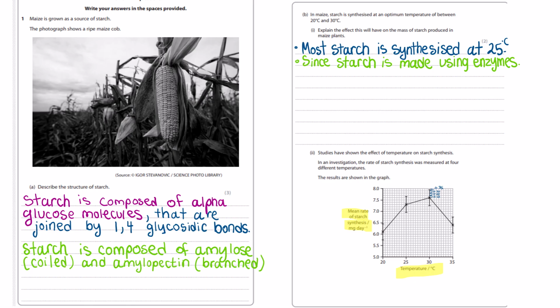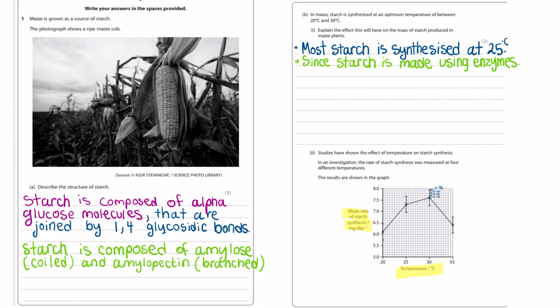Now, they also might ask you a question, what is the significance of starch being branched? You can say that it will store more energy, and when it's branched, it's easier to break down, so energy is released quicker. This is also a possible thing they can ask you.